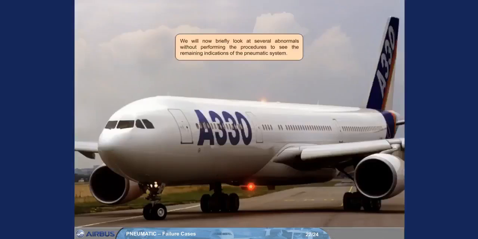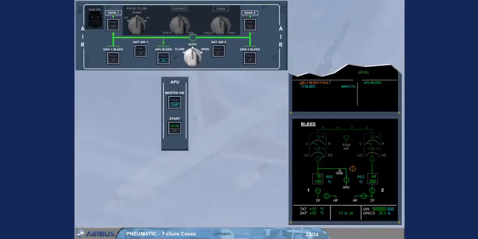We will now briefly look at several abnormals without performing the procedures to see the remaining indications of the pneumatic system. In normal operation, when you use APU bleed, the cross-bleed valve automatically opens. If it fails to open, an ECAM caution is triggered and the cross-bleed valve is displayed cross-line amber to indicate disagreement.